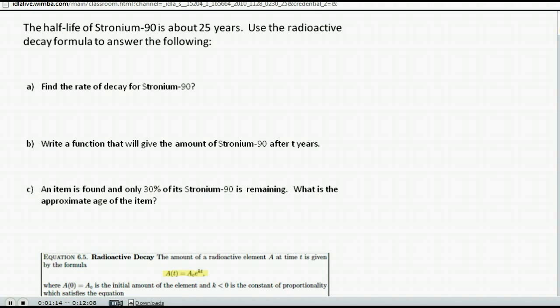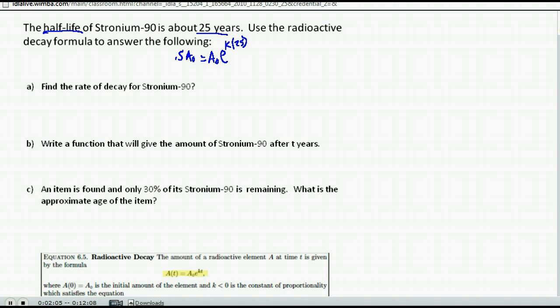The first question: find the rate of decay for strontium-90. This might look a little different depending on who you work with. We know that the half-life is 25 years. So the time it takes for half of it to decay and only have half remaining is 25 years. So we have our initial amount, which we're not sure of, times e to the k. We don't know for sure what k is. That's what we're trying to find. Our time is 25 years. Now, how much are we left with after 25 years? We're left with half of the original amount, which you can write as 0.5 or as 1/2, whichever you prefer. I'm going to go ahead with 0.5.